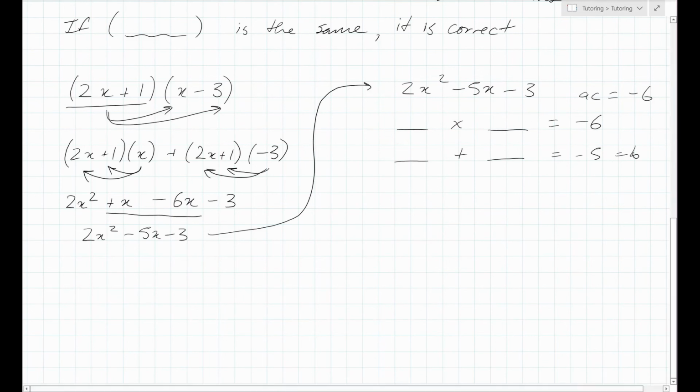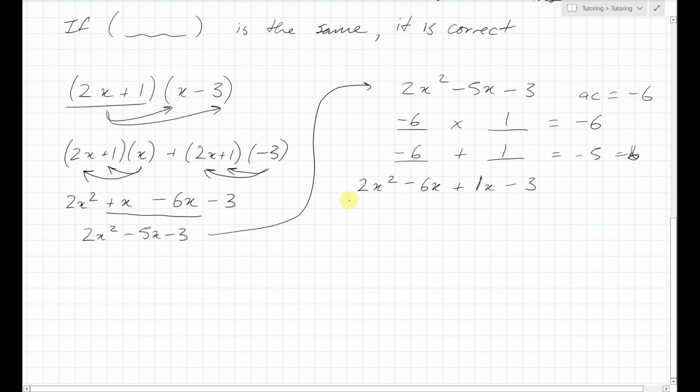Eventually you will see that it is negative 6 times 1 and negative 6 plus 1. Negative 6 times 1 is negative 6, and negative 6 plus 1 is negative 5, which is our b. So next we rewrite our problem out. 2x squared minus 6x plus 1x, or we can just write x. Or actually, I'll leave the 1 in. So plus 1x and then minus 3.